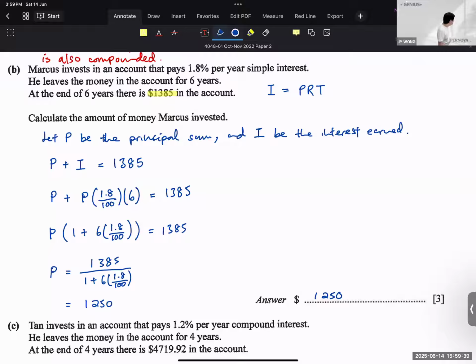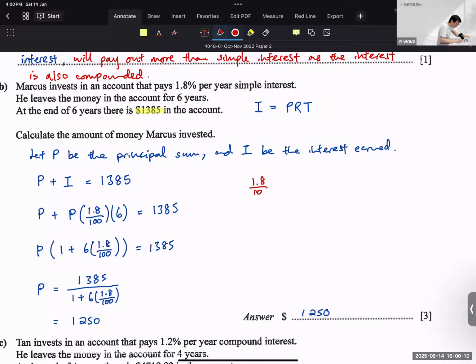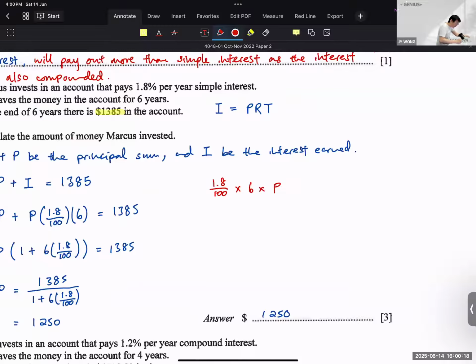What if you don't know the formula? Good question. Why don't you know the formula? The first question I asked is how come you don't know the formula? You can still let P be the principal sum, right? Then you know that you can take 1.8 out of 100, right? Times 6 years times X, or P, right? This will give you the interest.